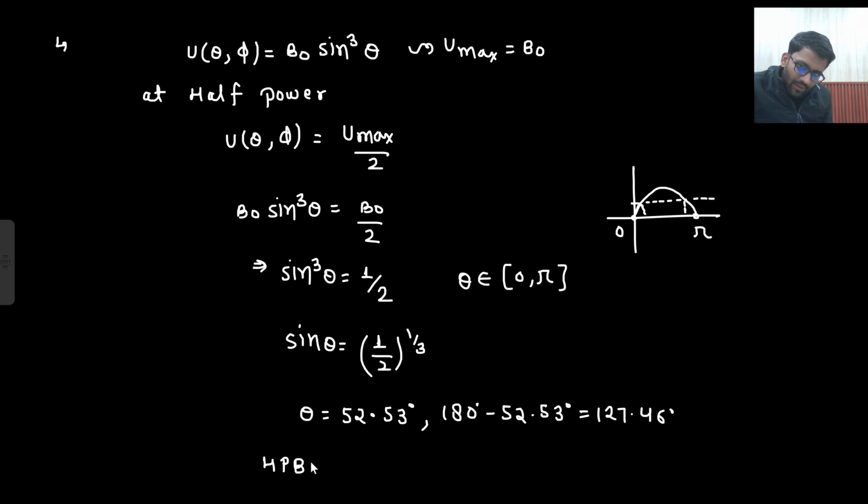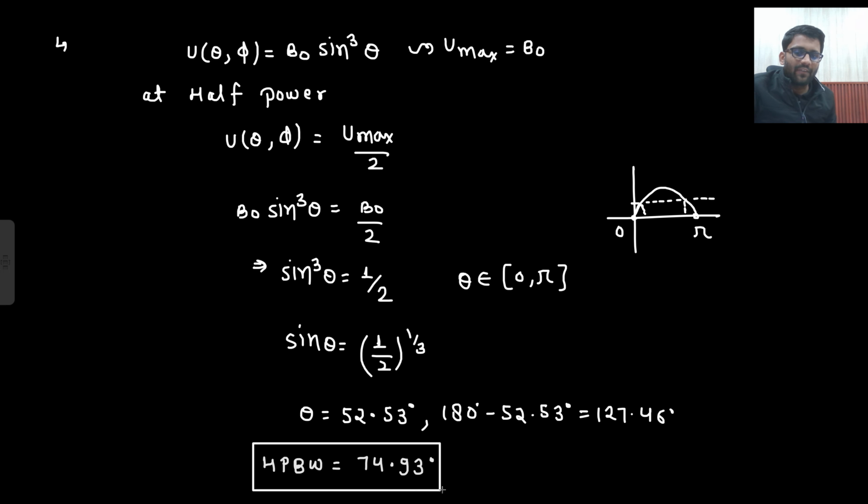Now what do I need to find? Half power beam width. What would that be? 127.46 minus 52.53, so that would be 74.93 degree. So if radiation intensity is given, can I find the half power beam width? Certainly I can find it.